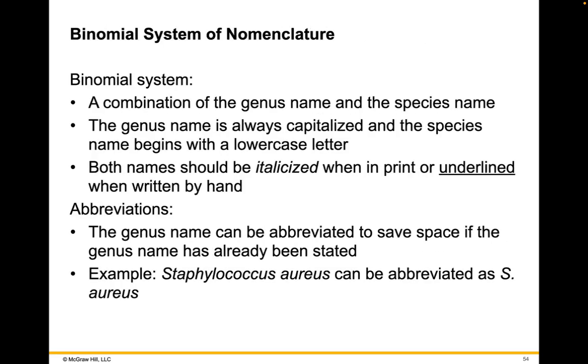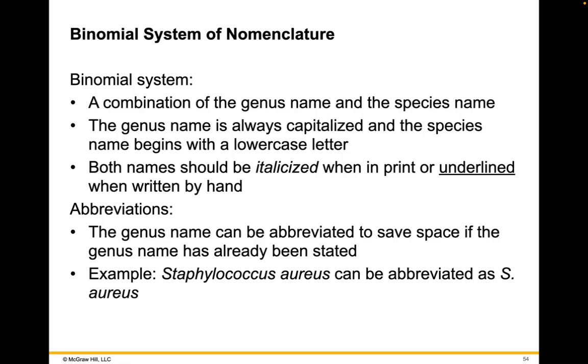We use a binomial nomenclature system. Bi means two, and nomial means name. So it's a two-name naming system. And it uses the combination of your genus name and your species name. The genus name is always capitalized, and the species name always begins with a lowercase letter. So it is not capitalized. And both names, when typed, should be italicized, but when you have to write them, you underline them.